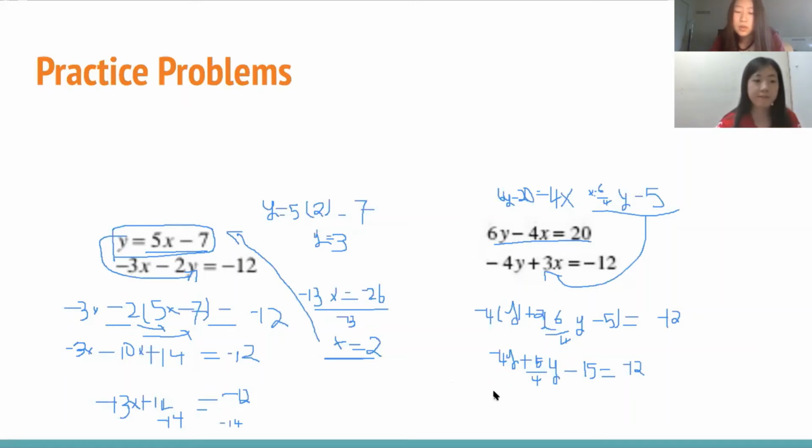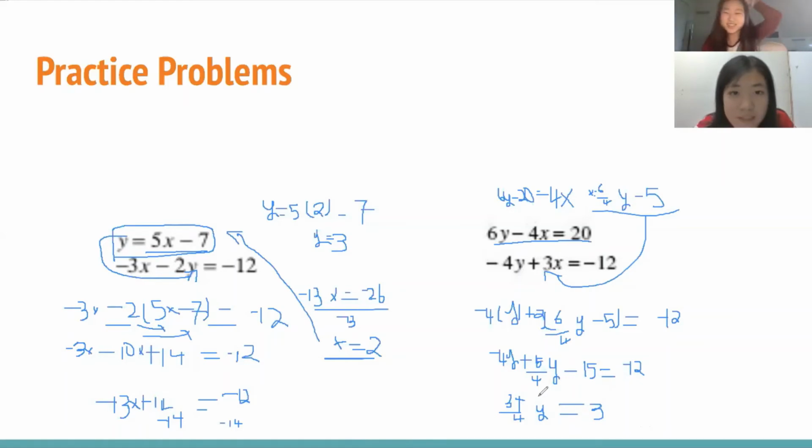Okay. So you add the like terms, which would become 34 over 4y. Did I do it wrong? Why do I feel like I did it wrong? It becomes 3. Did I do it wrong? I feel like something's wrong here.